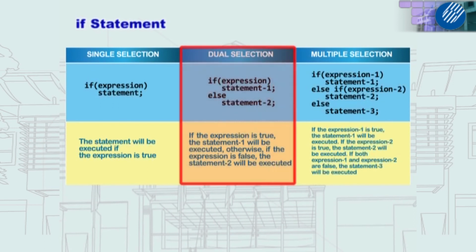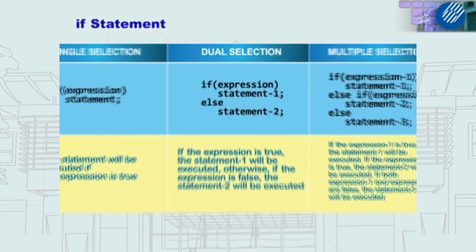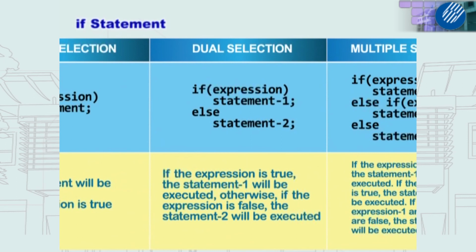Dual selection. You can see the pair of if-else is used for this selection, where if the expression is true, the statement 1 will be executed. Otherwise, if the expression is false, the second statement called statement 2 will be executed.